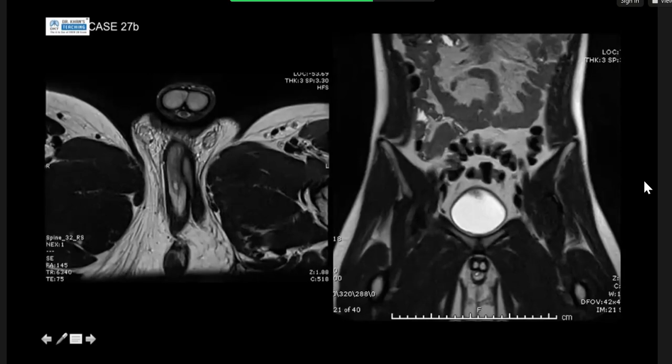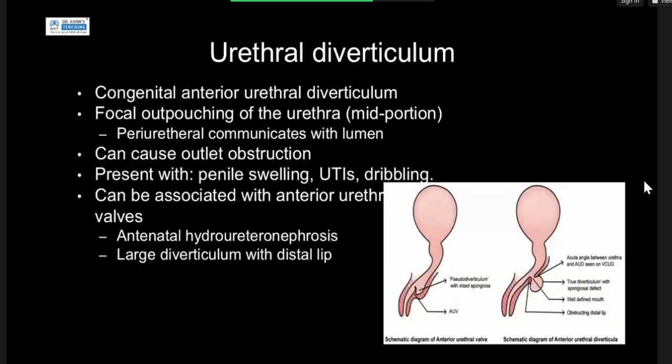Just to finalize the image. So urethral diverticulums are a congenital abnormality in pediatric patients. You can see them in adult patients, but they tend not to be congenital, and they tend to be more common in females in adult patients. But we're going to focus on the pediatric diagnosis, which tends to be in males and not females. And this is where you get a focal outpouching of the urethra, and it's normally at the mid portion of the anterior urethra, and it communicates with the lumen.